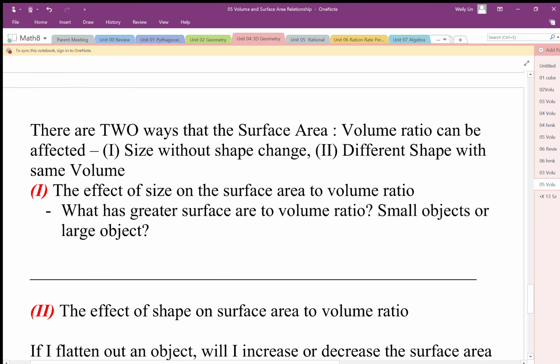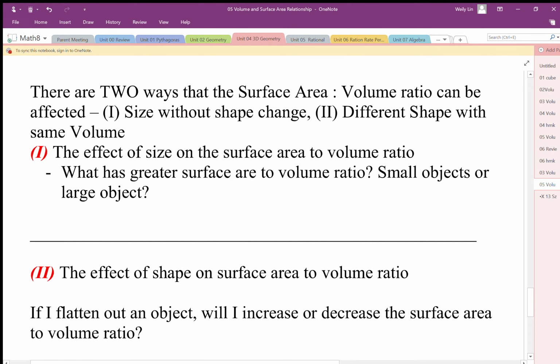So basically there's two main ways that we can affect surface area to volume ratios. Okay, these are kind of independent of each other. Size: if we have the same shape, so we don't change the shape of it, and we just keep, for example, a sphere and increase the size of the sphere or decrease the size of the sphere, the surface area to volume ratio will change. As we increase the size of the object, there's less surface for each piece of volume to exist. So small objects have greater surface area to volume ratio, and large objects have smaller surface area to volume ratio.